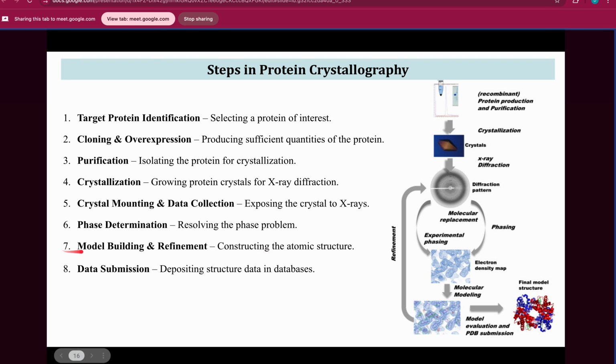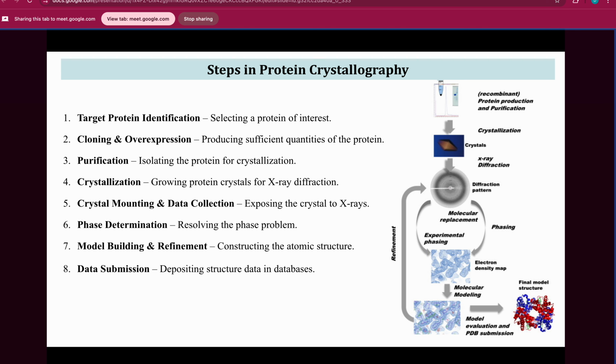The next step is model building and refinement. So we refine the structure, and then ultimately when the structure is completely refined, the model is built. The last step is to submit the data. So we will deposit it in a database, and one such database for protein structures is the PDB, Protein Data Bank. So this is the overview of the steps involved in protein crystallography.